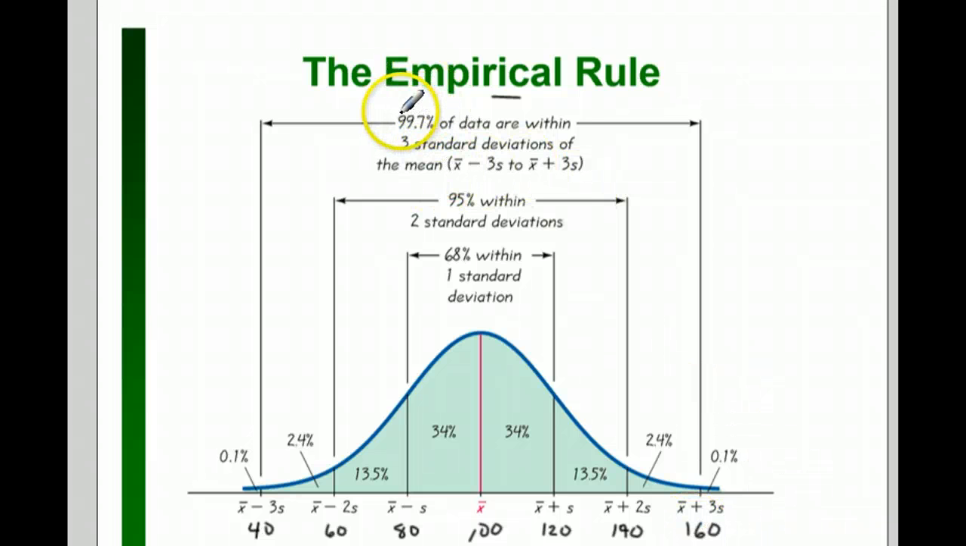Alright, and then we have 99.7% falls between there. So 0.3% falls on the outside. So this should be about 0.15% falls above 160, and 0.15% falls below 40. That way these last two numbers add to 0.3, and then you add 0.3 to 99.7, you get 100%. So these are off just a little bit on those tail ends.